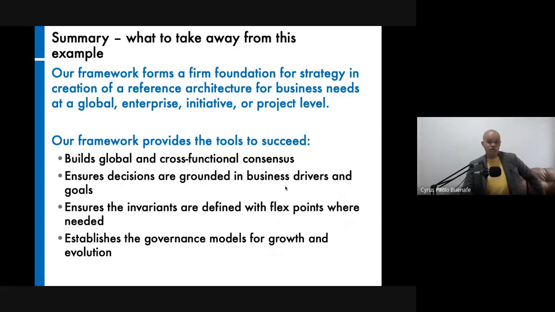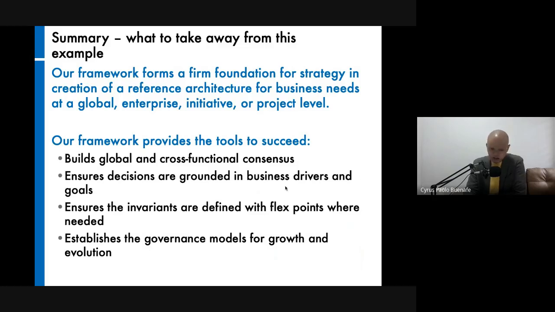So what's the takeaway from this example? Well, our framework forms a firm foundation for strategy in creation of a reference architecture for business needs at a global enterprise initiative or project level. Our framework provides the tools to succeed. So if you look at the 6 architectural elements, we're okay with that. And then we start to apply the principles, the models and standards across 4 different views. They're pretty robust. They're pretty straightforward. Of course, there are going to be some work involved because it's very comprehensive.